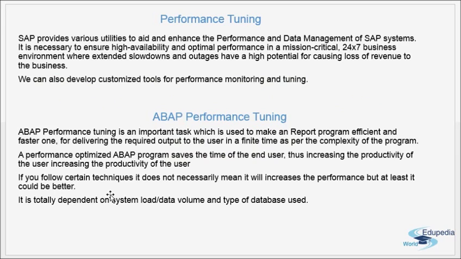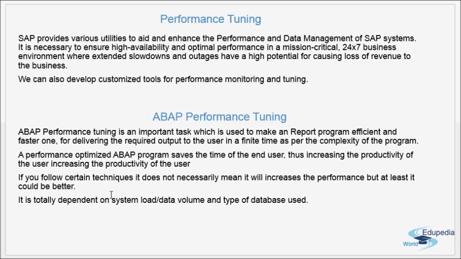Now, performance tuning. SAP provides various utilities to aid and enhance the performance and data management of SAP systems. So SAP itself provides various utilities which help us in monitoring and enhancing the performance as well as the data management in the SAP systems. It is necessary to ensure high availability and optimal performance in a mission critical 24/7 business environment, where extended slowdowns and outages have a high potential for causing loss of revenue to the business.